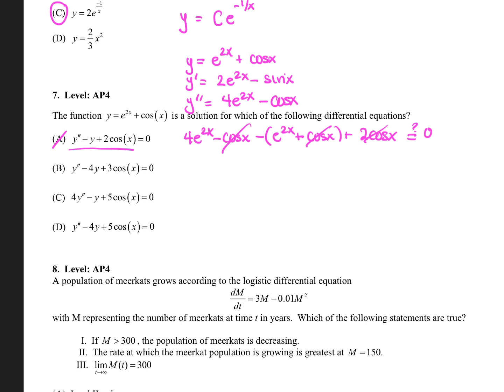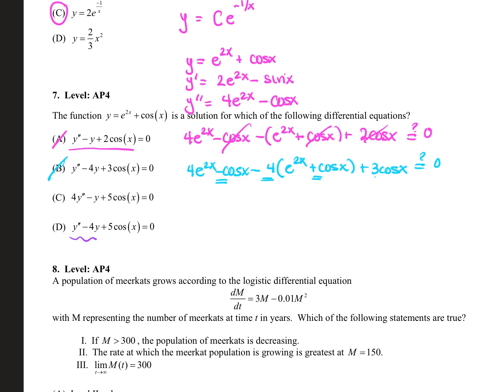We'll go to the next one, which is B. So looking at B, y double prime is 4e to the 2x minus cosine x minus 4 times y. Is this equal to 0? So minus 1, minus 4, which gives me minus 5, plus 3, we're still going to have a cosine left over, so it's not that one.